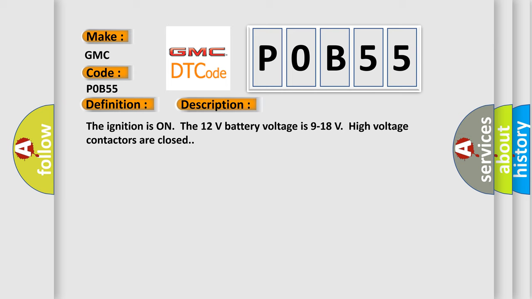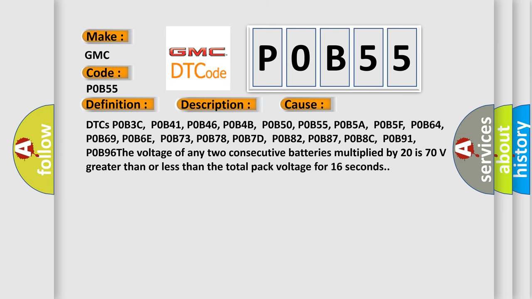This diagnostic error occurs most often in these cases: DTCs P0B3C, P0B41, P0B46, P0B4B, P0B50, P0B55, P0B5A, P0B5F, P0B64, P0B69, P0B6E, P0B73, P0B78, P0B7D, P0B82, P0B87, P0B8C, P0B91, P0B96. The voltage of any two consecutive batteries multiplied by 20 is 70 volts greater than or less than the total pack voltage for 16 seconds.